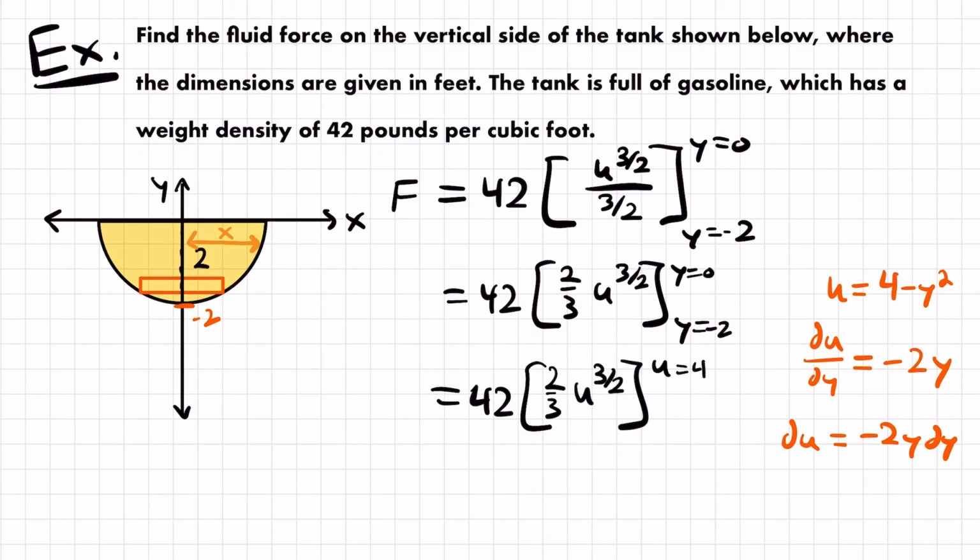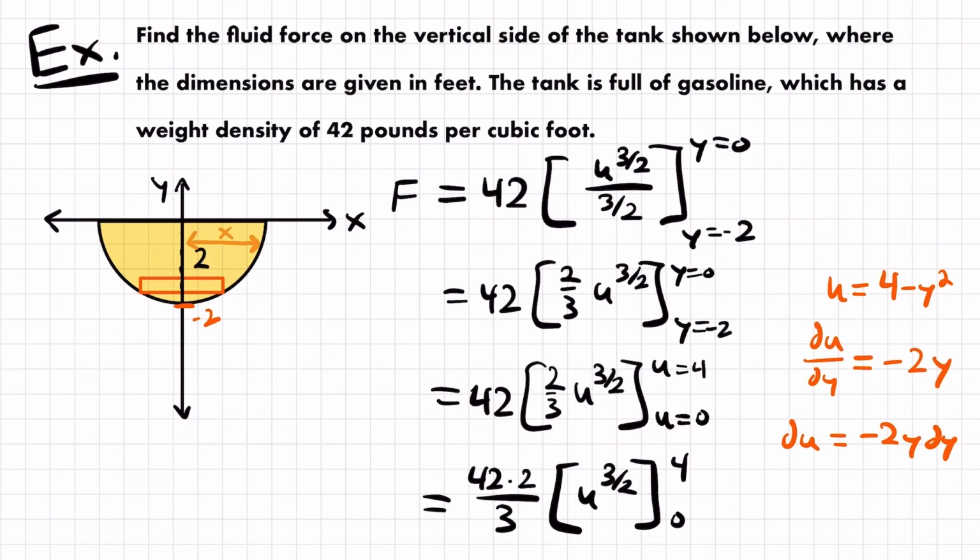And then if we plug in negative 2 for y, we'll have y squared, or negative 2 squared, which is equal to 4. So you have 4 minus 4, which is equal to 0. So our lower bound will be u equals 0. All right, and so now we can evaluate this expression at u equals 4 and subtract the evaluation at u equals 0. Okay, but before I do that, I'm going to pull this 2/3 to the outside. This will be equal to 42 times 2 divided by 3, and that will be multiplied by u to the 3/2 power evaluated from 0 to 4.